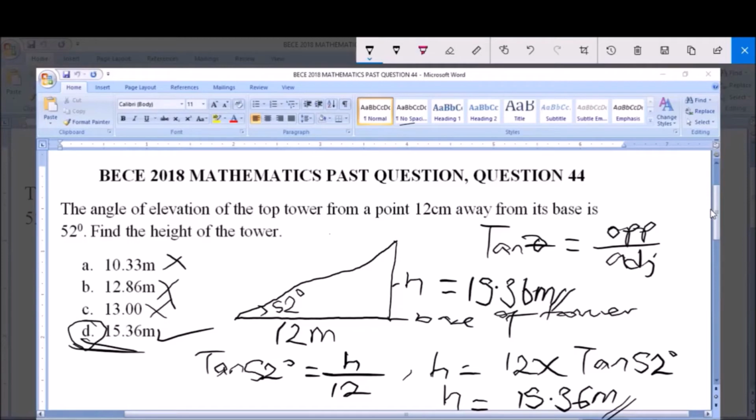Remember, we use tan theta. After representing it diagrammatically, we say this is the tower, this is the base, and the distance of the angle of elevation from the base is 12 meters. And then this is the height of the tower, which we are asked to look for. And this height is opposite to the angle of elevation. So we use tan theta, which is equal to opposite over adjacent. So D is our final answer.